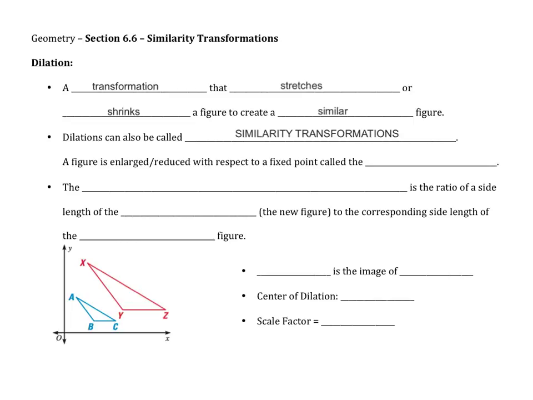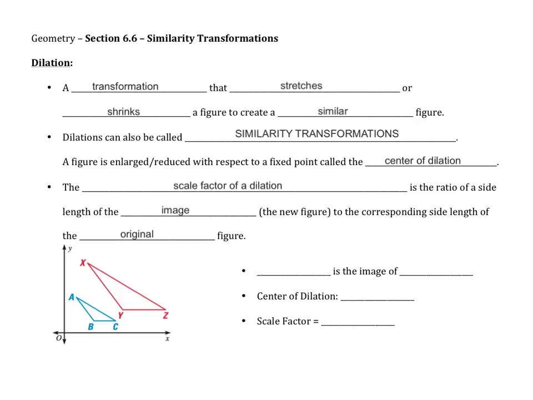A figure is enlarged or reduced with respect to a fixed point called the center of dilation. The scale factor of a dilation is the ratio of a side length of the image, which is the new figure, to the corresponding side length of the original figure. So this is just reiterating that when you're doing a scale factor for a dilation or a similarity transformation, you always want to do new over old.